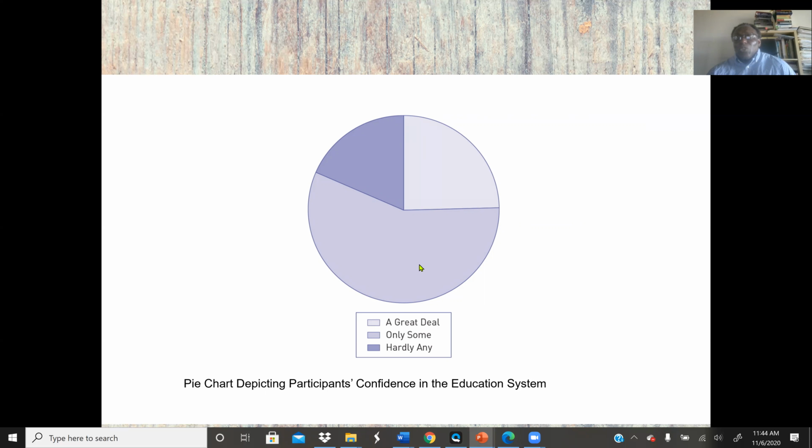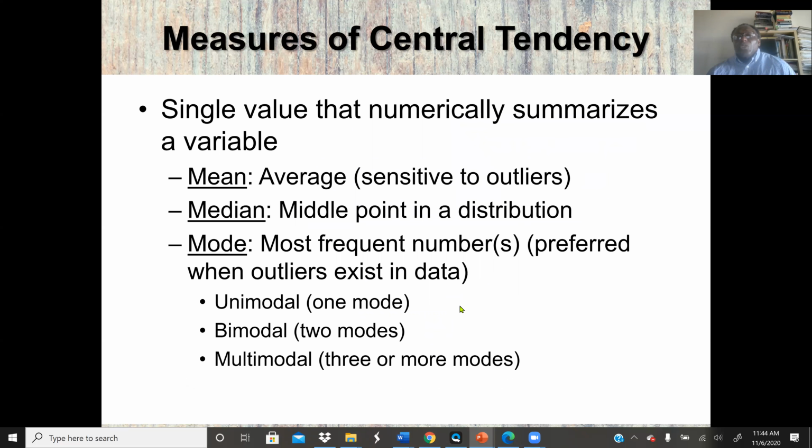So this is categorical data. Next we move to the measure of central tendency. The first thing we do in statistics is descriptive, and so far we're still doing descriptive. We start with the frequency distribution, a tool we use to organize our data.